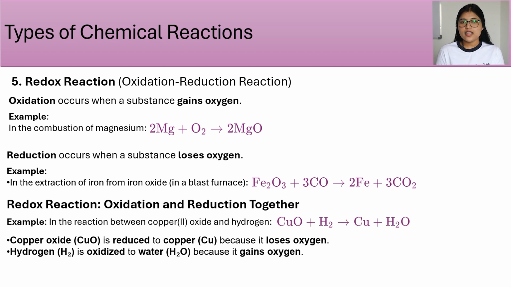Now a redox reaction is nothing but when this oxidation and reduction occur together. In this reaction between copper oxide and hydrogen, CuO plus H2 becomes Cu plus H2O. Here we can see that copper oxide is losing oxygen and reduction is occurring, and hydrogen is gaining oxygen and becoming water and oxidation is happening. So a reaction in which both oxidation and reduction are occurring is called a redox reaction.